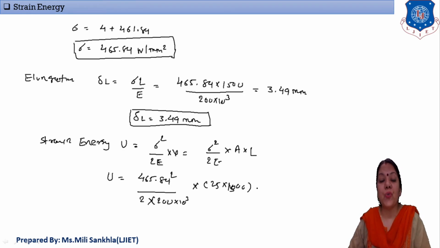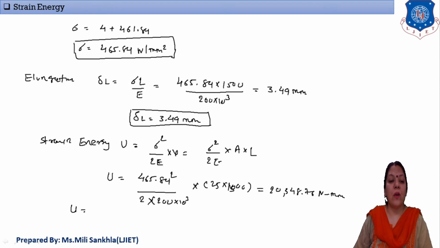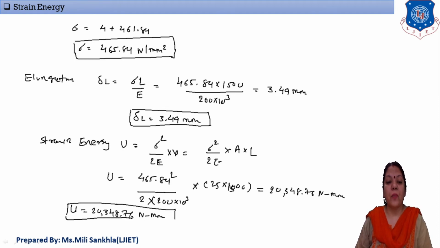After solving this, U is equal to 20,348.76 Newton mm. Okay, so my final answer, write down, U is equal to 20,348.76 Newton mm. This is my third answer, write down here.